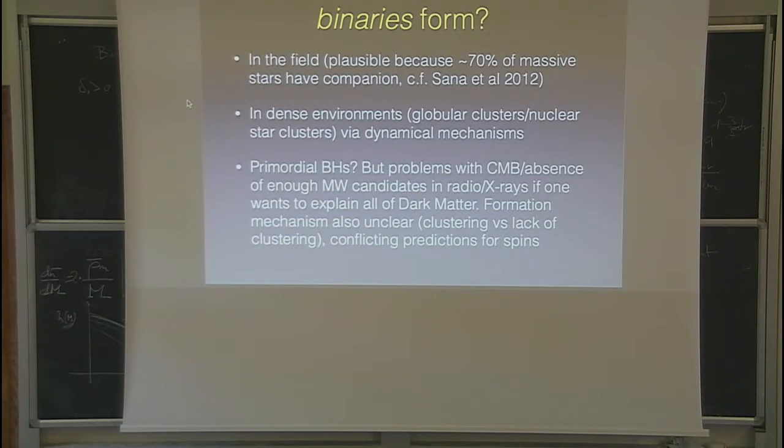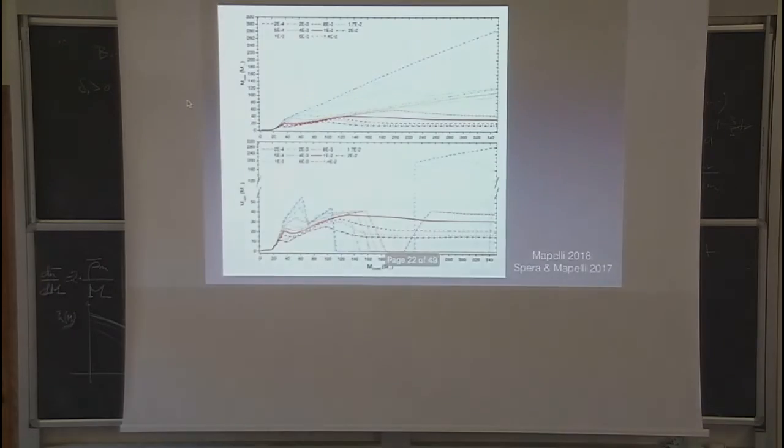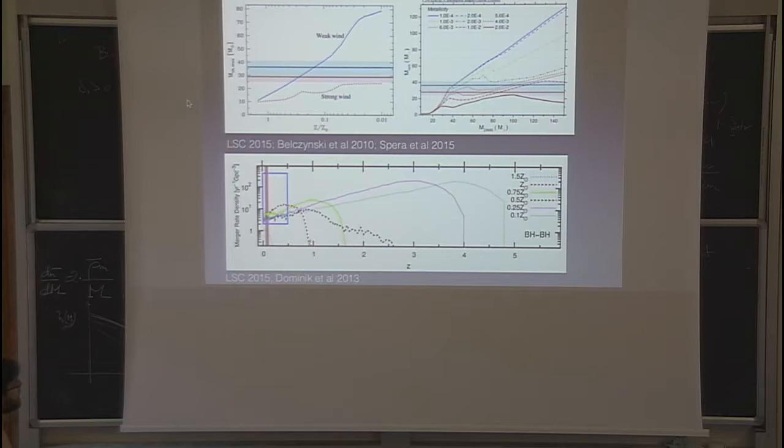The question is, typically when you form a binary, it merges very fast. So it's very difficult for remnants, black holes forming from population 3 stars, to survive until redshift 0.1, which is where we observe, because you would need to delay their merger, their evolution, by several gigayears.